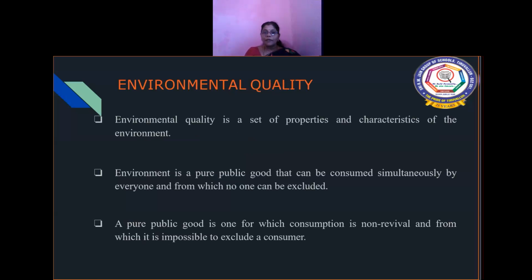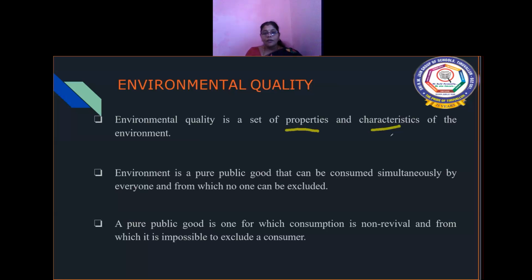Now we are going to discuss environmental quality. Environmental quality is a set of properties and characteristics of the environment. The environment plays a very important role in deciding human beings' life, isn't it? It is a measure of the condition of an environment relative to the requirements of one or more species, not only human beings. Many species depend on the environment and also human needs. Environmental quality has been continuously declining due to the capitalistic mode of functioning, isn't it?